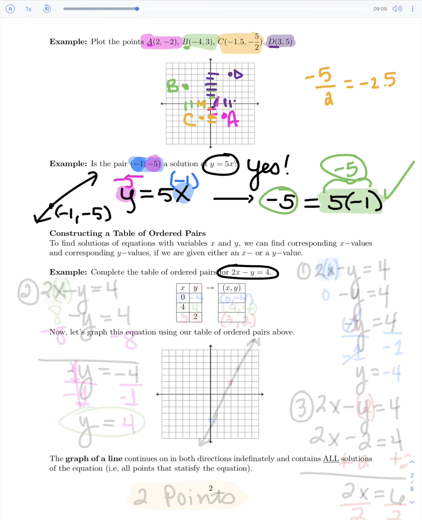So let's take a look at this first one. This first one, we have an x of 0. So we'll plug in an x of 0.